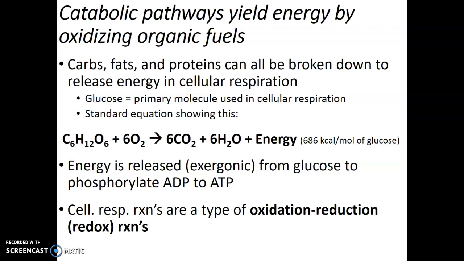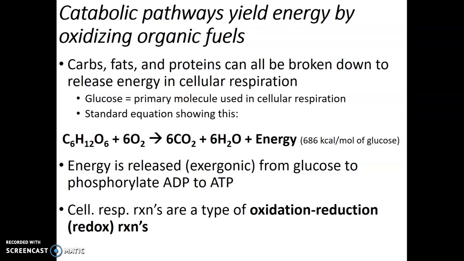So these catabolic pathways yield energy by oxidizing organic fuels. Carbs, fats, and proteins can all be broken down to release energy in cellular respiration. Glucose is the primary molecule used in cellular respiration, and it's the one we'll refer to the most often. The standard equation for cellular respiration is 1 glucose molecule plus 6 oxygen yields 6 CO2, 6 water, and an abundance of energy in the form of ATP.